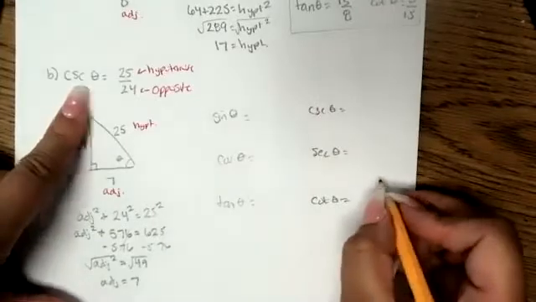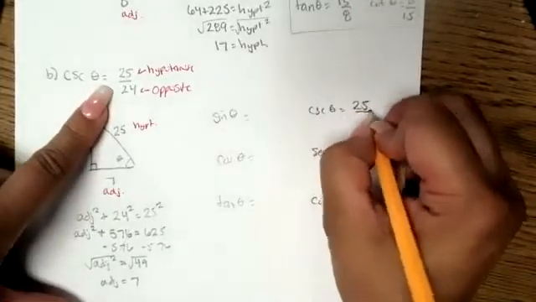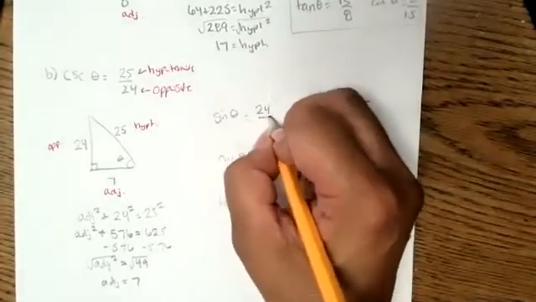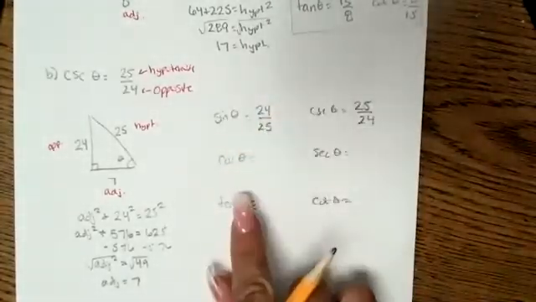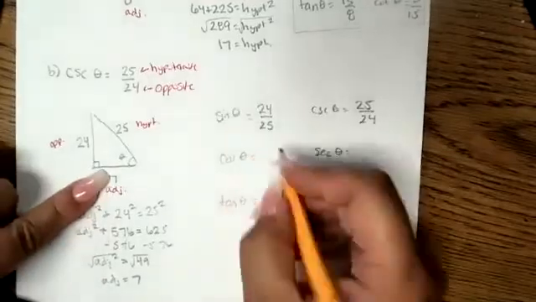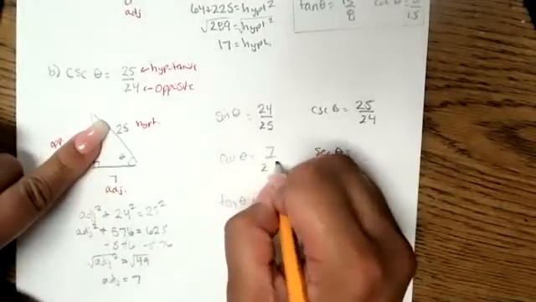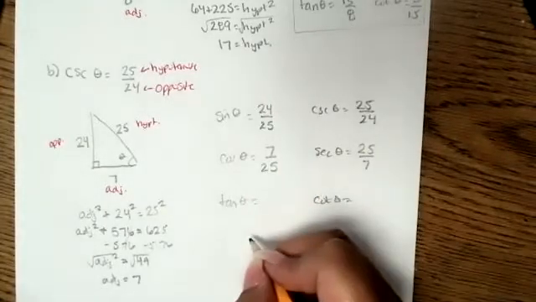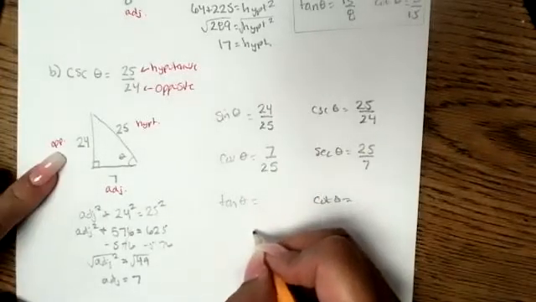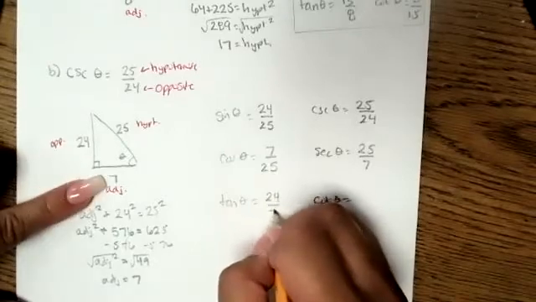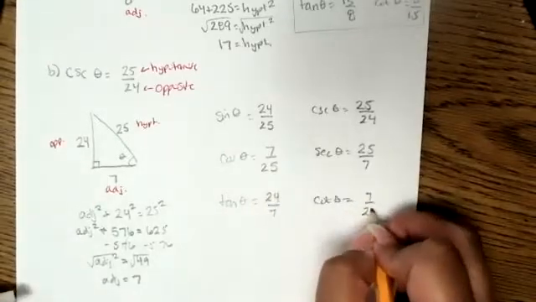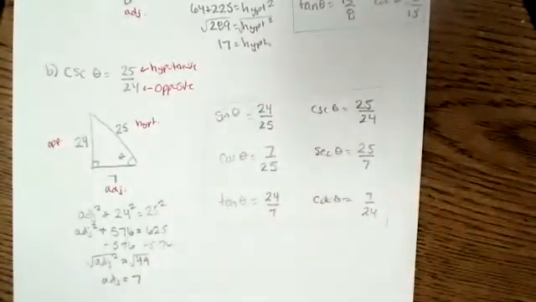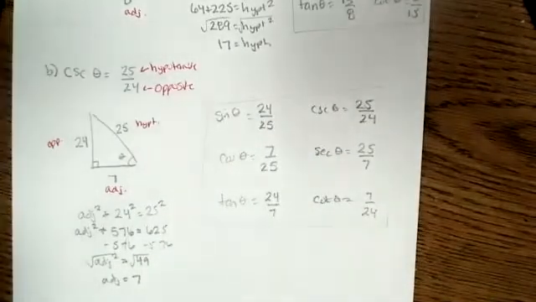They gave me the cosecant. The reciprocal is the sine. Cosine is adjacent over hypotenuse. I'm going to take the reciprocal. Tangent is opposite over adjacent. I hope you guys got that one right.